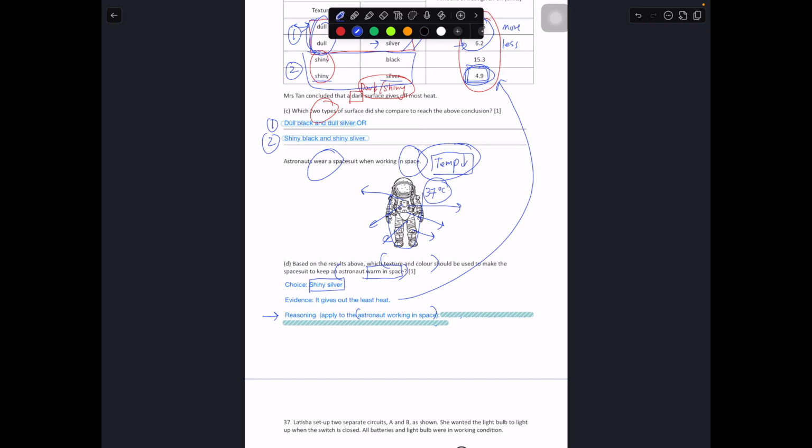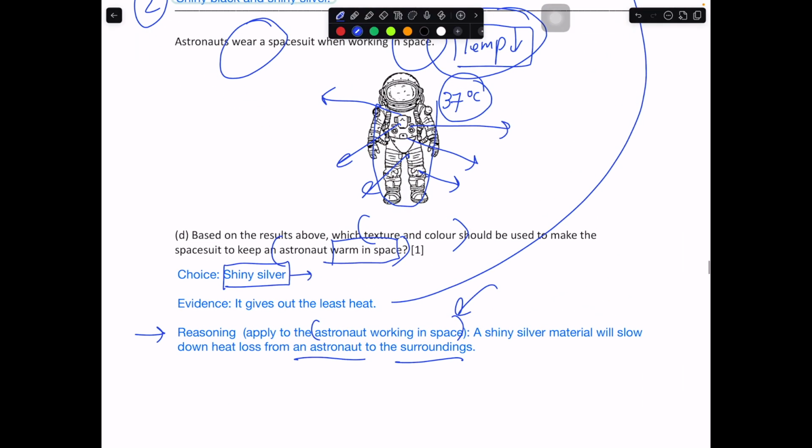So in this case, you could write it out in this manner: shiny surface material will slow down heat loss from the astronaut to the cold surrounding in space. So in this case, this will help to keep them warm for as long as possible when they are walking out in the space station. So in this case, would you put it on a side track? You will not equate these as poor conductor of heat.